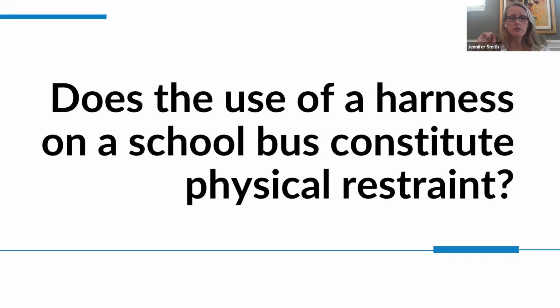Okay, so next, does the use of a harness on a bus constitute physical restraint? So first of all, there is an exclusion. What's clear is that seatbelts are required if a student is of an age and the vehicle is such that you would need a child seat just to comply with the law, not specific to a student's disability. Then those are definitely excluded and not restraints.